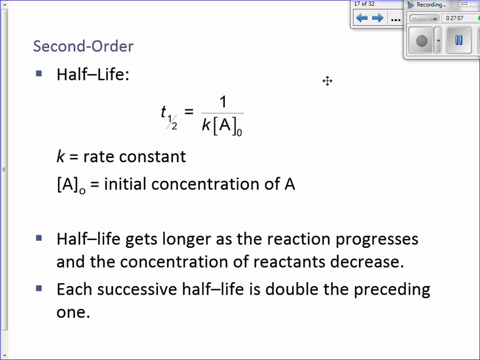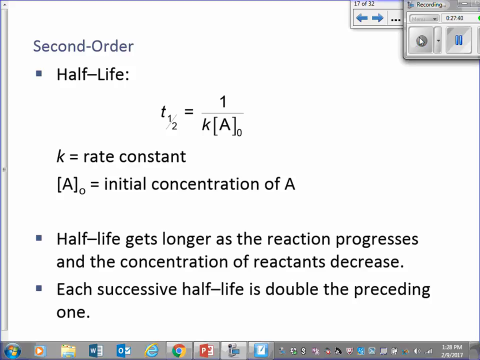Half-life. It has its own half-life equation too, or formula. As you see, it's more in the inverse type of fashion here. 1 over the rate constant times the initial concentration. Now you see that concentration is playing a factor here. And let's talk about why that is in a moment. So go ahead, take a moment to write that one down.